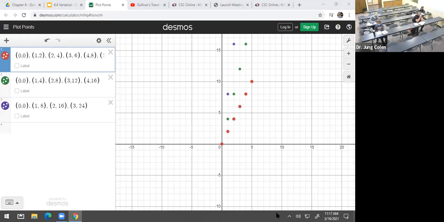So I believe you have something similar to mine, right? So we have 0, 0, 1, 2. So the red one for me is the relationship between the thumb and the wrist. My x-axis, the horizontal axis, is the thumb, and my y value is either wrist or neck or waist. So the red one shows the relationship between thumb and the wrist, right? When the thumb is 0, wrist size is 0. When the thumb is 1 inch, the wrist is 2, etc.